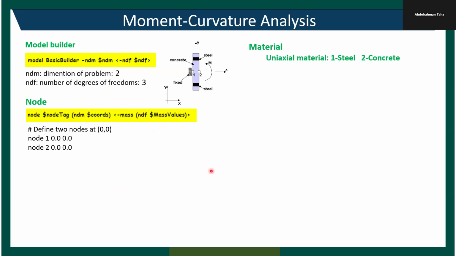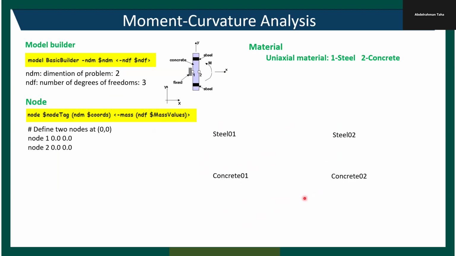Okay, then we move on to defining the material. This is a reinforced concrete cross section, so we have both concrete and reinforcing bars. So basically, we need a uniaxial material for steel and another one for concrete. We have different steel and concrete material models in OpenSees. In this tutorial, we're just gonna work with Steel01 and Steel02 for steel reinforcing bars, and Concrete01 and Concrete02 for the concrete.